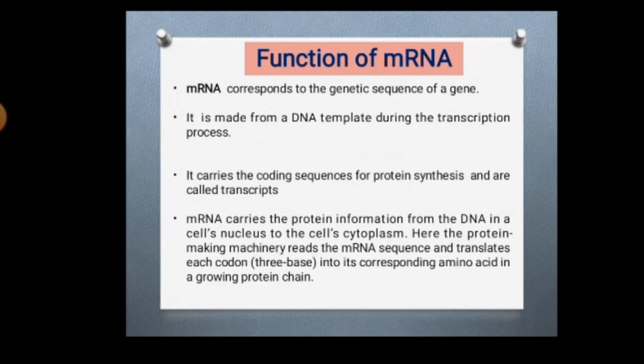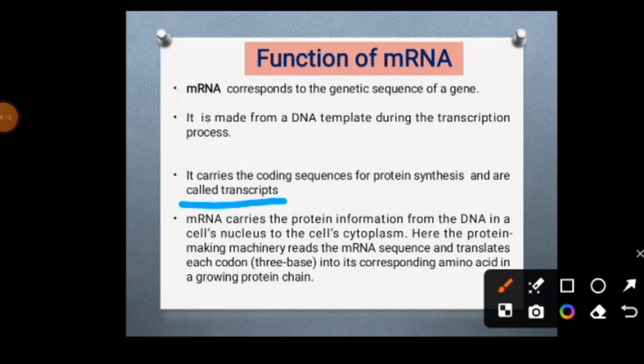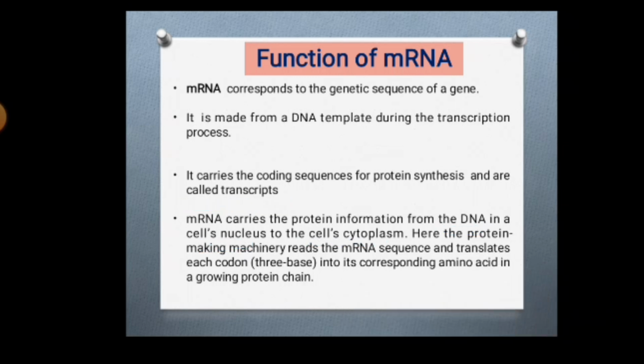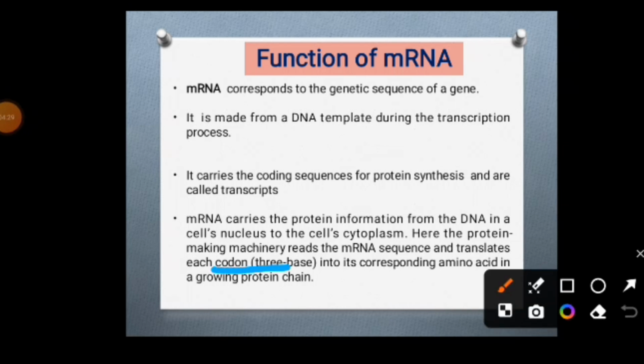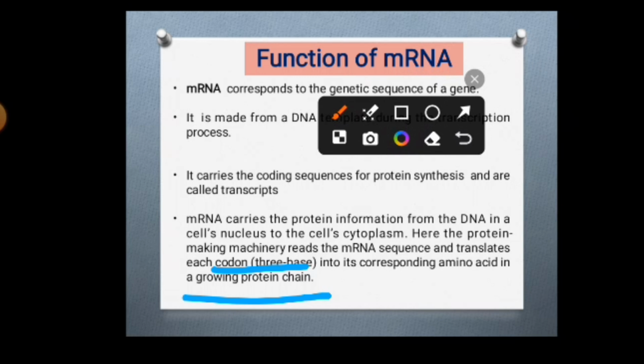The mRNA carries the coding sequence for protein synthesis and is called a transcript. So these mRNAs are known as transcripts. The mRNA carries protein information from the DNA in the cell nucleus to the cell's cytoplasm. Here, the protein-making machinery reads the mRNA sequence and translates each codon. Each codon comprises 3 nucleotide bases, into its corresponding amino acid in the growing protein chain.